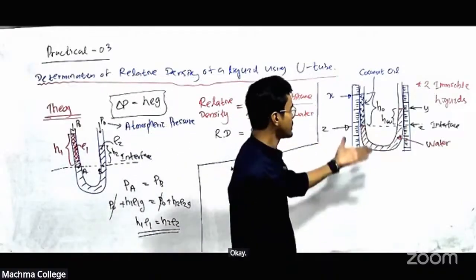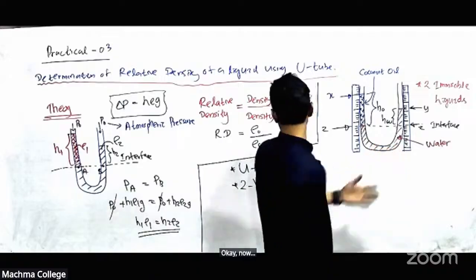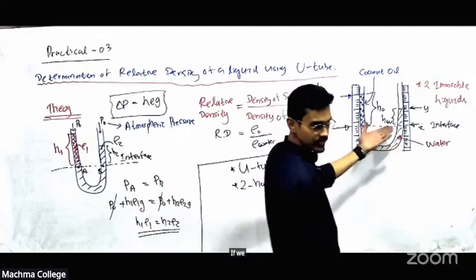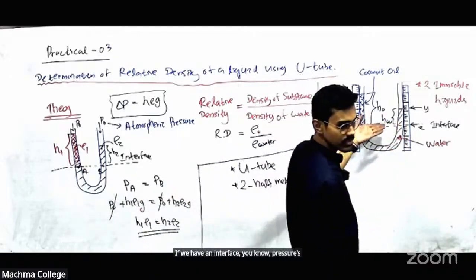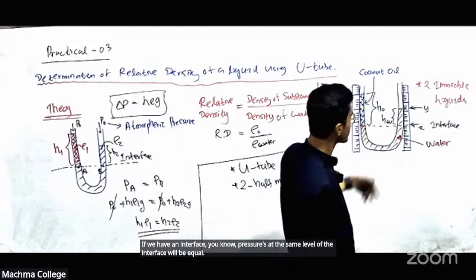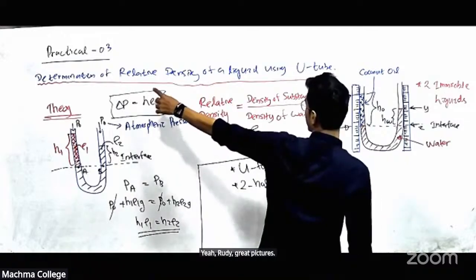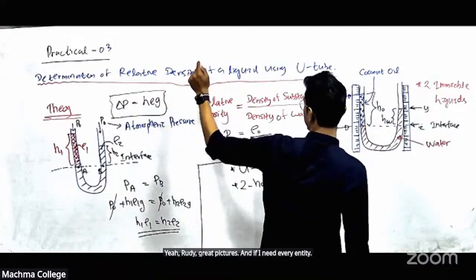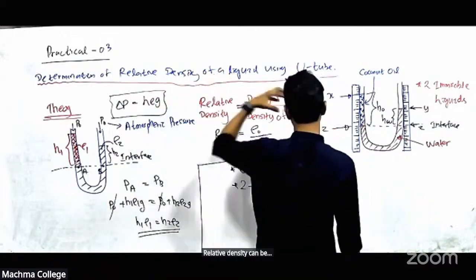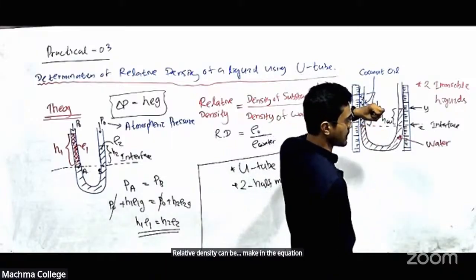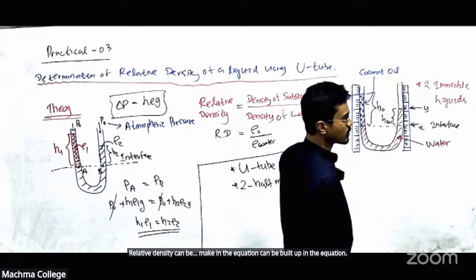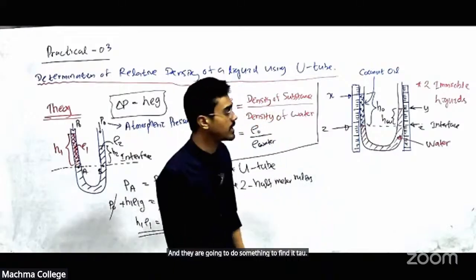Okay, now there's nothing beyond this. If we have an interface, we know pressures at the same level of the interface will be equal. Now we are going to equate pressures. And the relative density can be built up in the equation, and we are going to do something to find it out. Let's see what we can do.